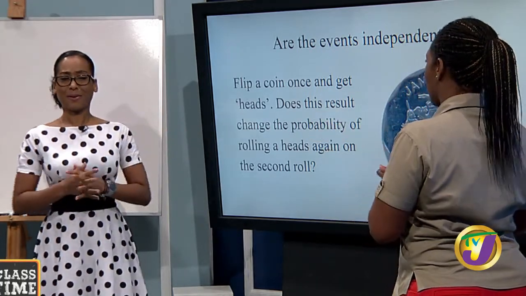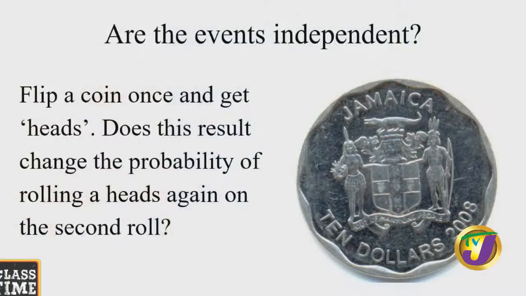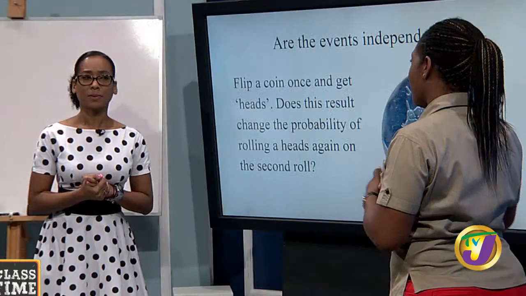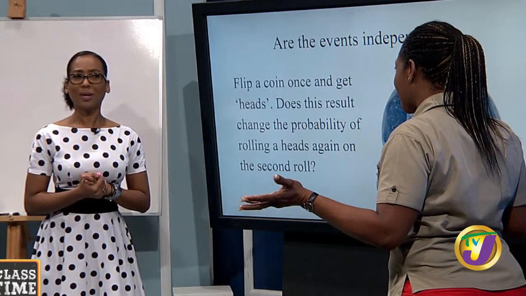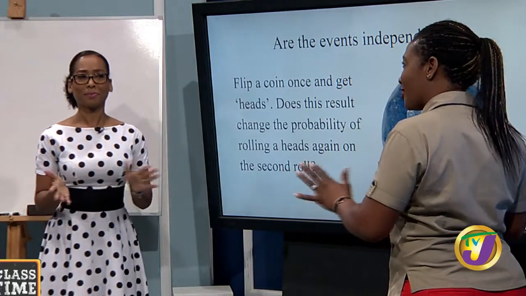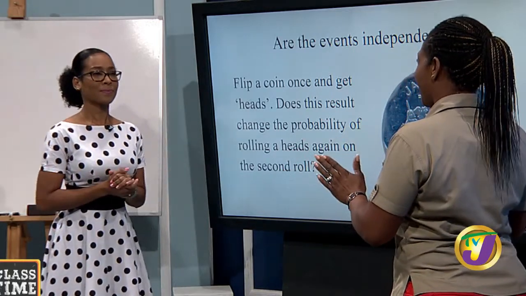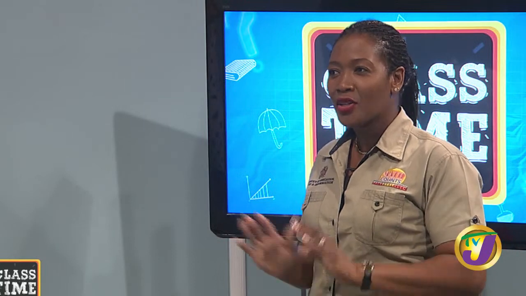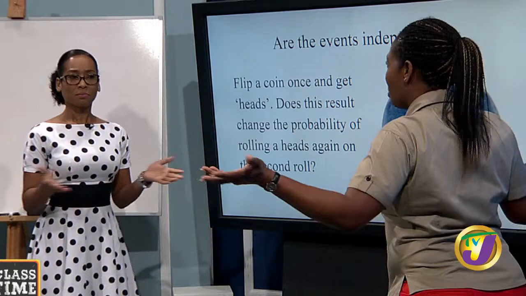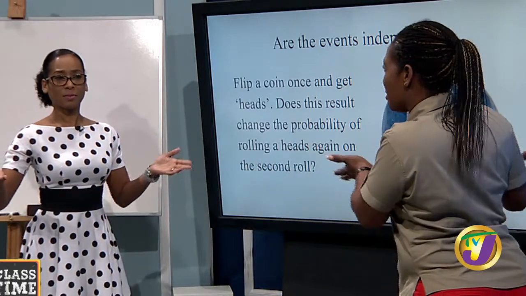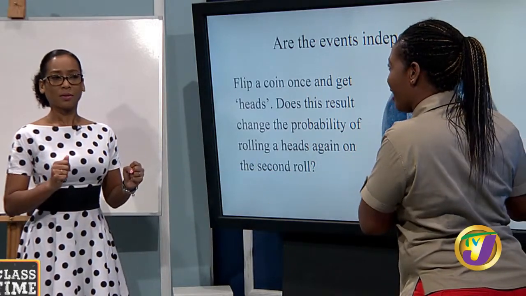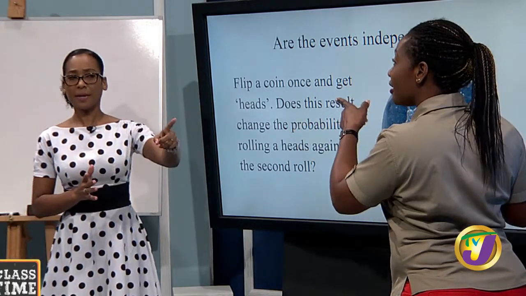Let us look at the coin. How many sides does the coin have? 2 sides, a head and a tail. When you flip that coin and you get the head, what do you do with the head? You don't take it off. The head is still there, so you really haven't changed the coin. If you flip it again, you still have the same head and tail. Does flipping it the first time affect it the second time? No, so that means they are independent.